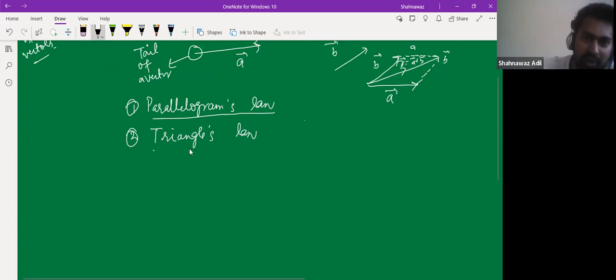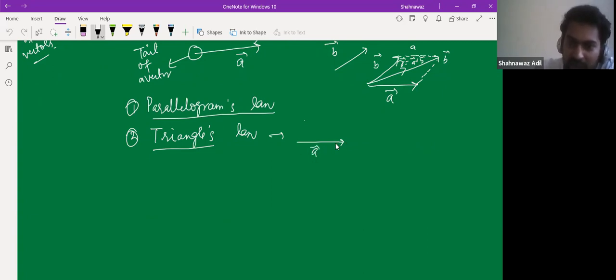The triangle law is the same, but in this, what you do is that this is a vector A, and you put the tail of the other vector on the head of this vector. So you join the third side. So this is the triangle law. Both are actually roughly the same. Okay. So both are used to calculate the resultant of a vector.